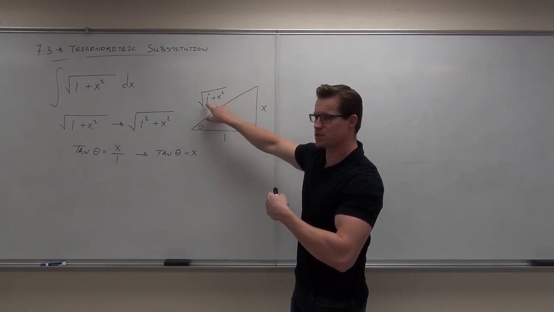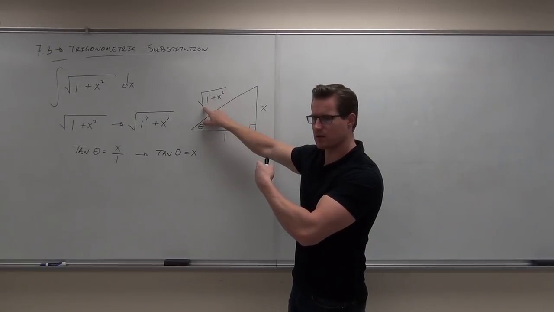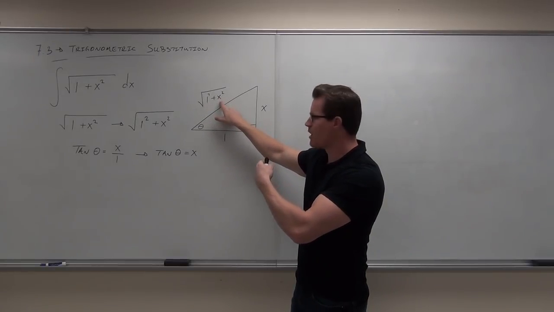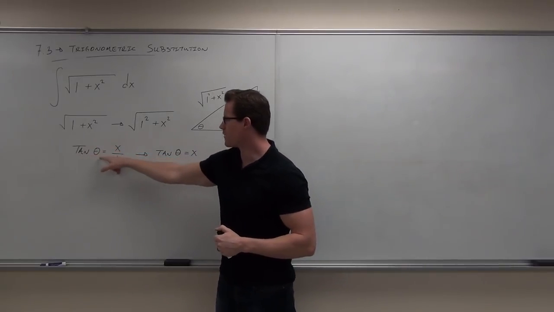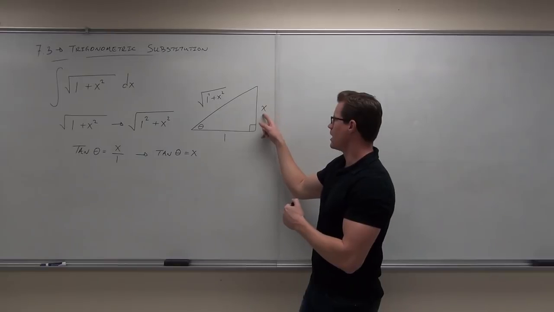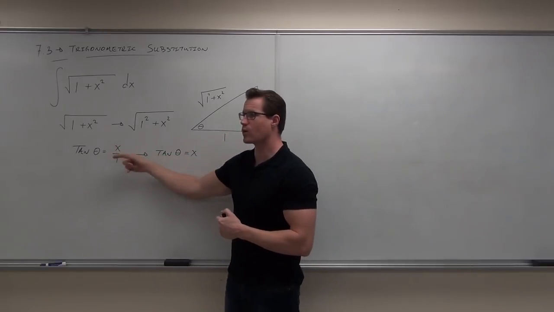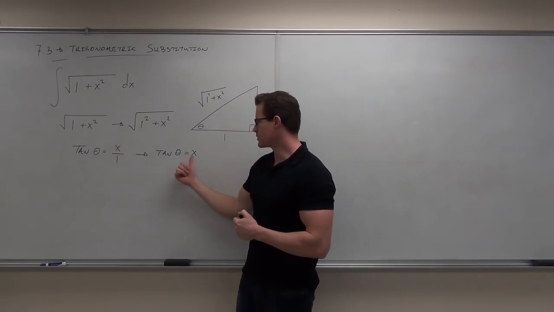Well, it's really easy. It's kind of given to you. One of them is 1. One of them is x. We put them in this relationship. That way, when we do tangent of our angle, we get simply opposite over adjacent. We get x over 1, or tangent theta equals x.